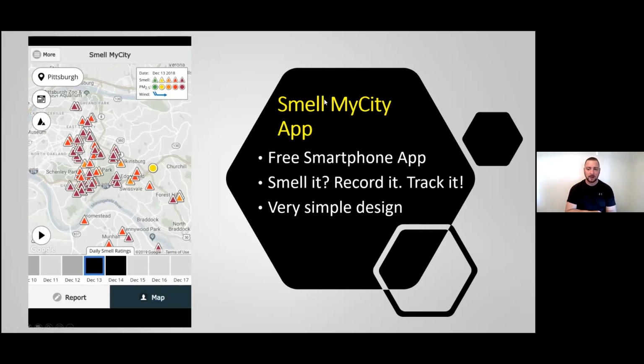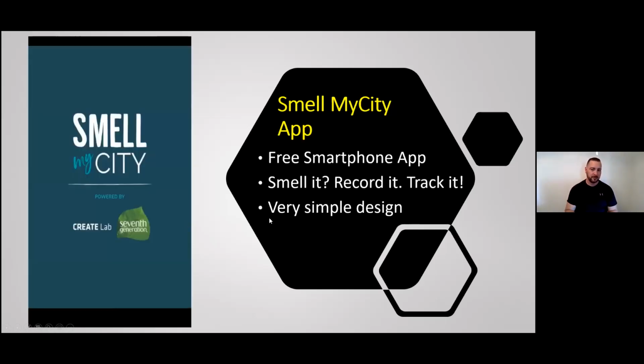And you can find that on the App Store or the Google Play Store. Just type in Smell My City. For some reason, My City is one word. Artistic license, I guess.